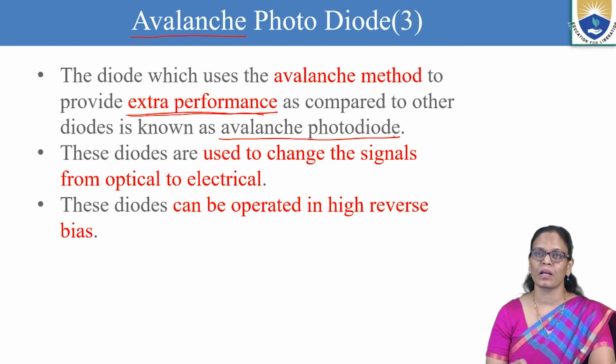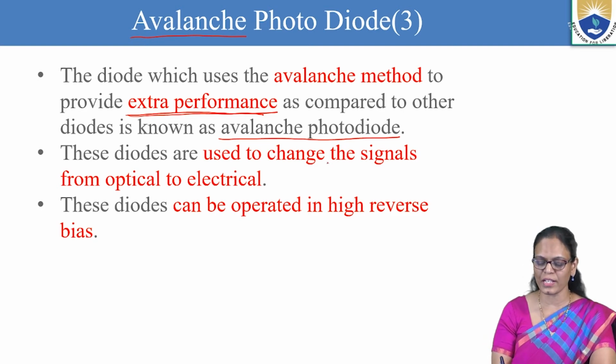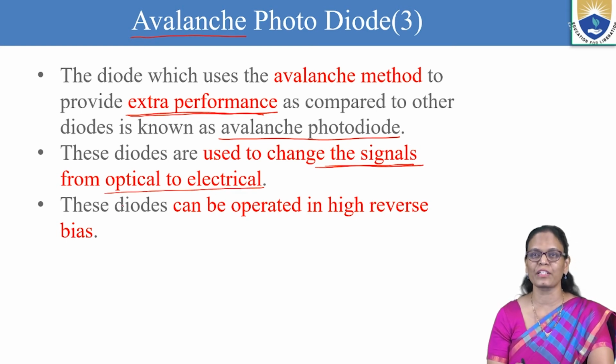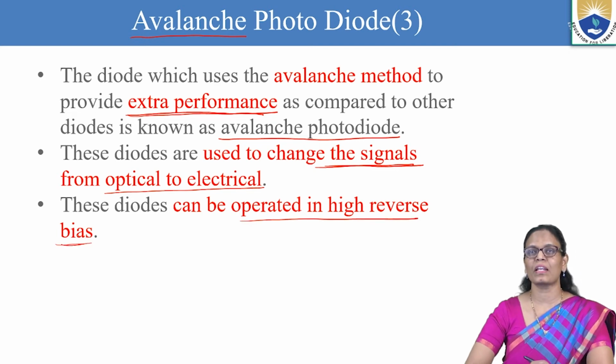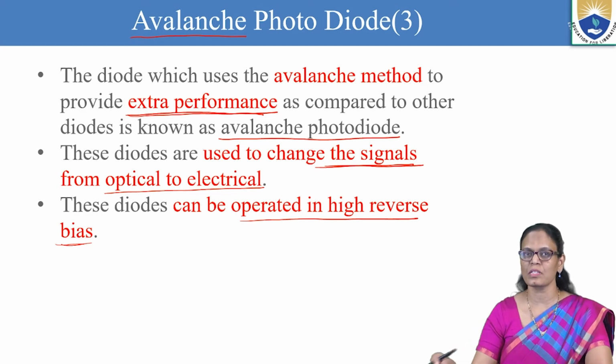These avalanche photodiodes are used to change the signals. Most of the time they are used to change the signals from optical to electrical, from light to electrical. And they can be operated in very high reverse bias.